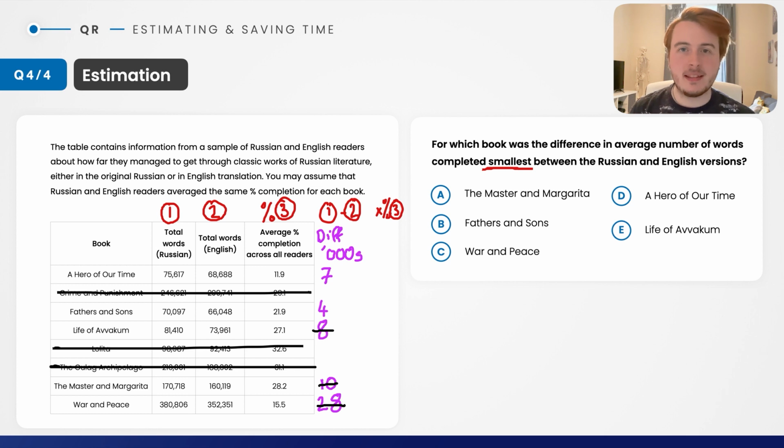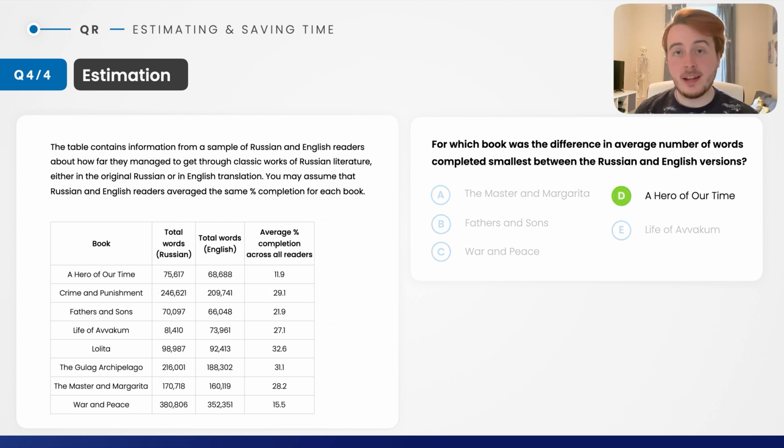Now just in my mind, I can't work out the difference between those. So at this point, I would be plugging those into a calculator to get whatever comes out exactly. We probably wouldn't estimate too much at this point. I would still just take 11.9 times 7 and see what's going on there. And if we were to do that and pop those into our calculator, we would end up getting that Hero of Our Time is actually the smallest answer there.